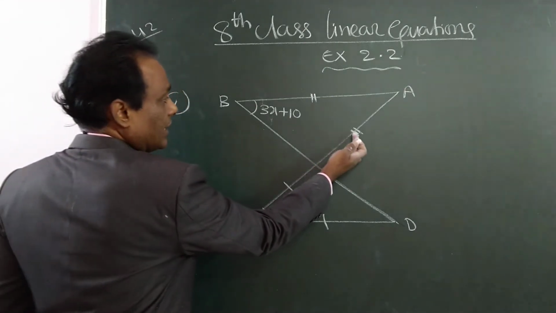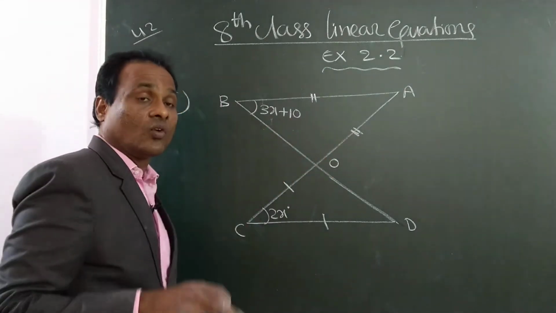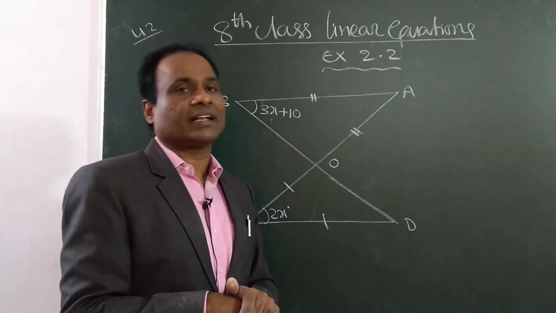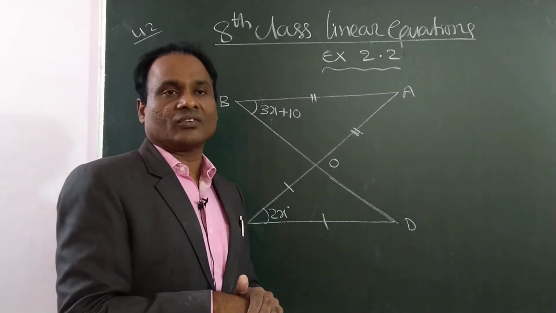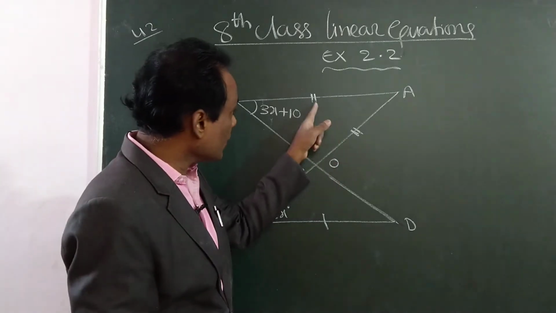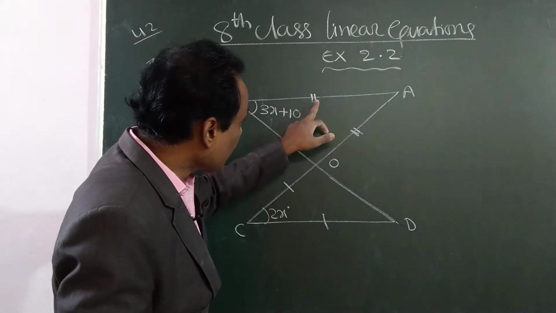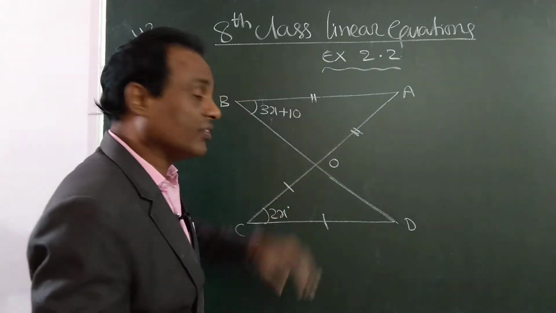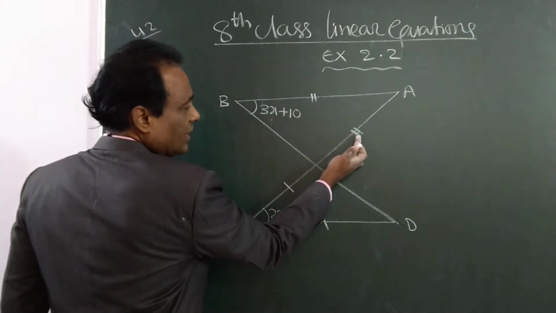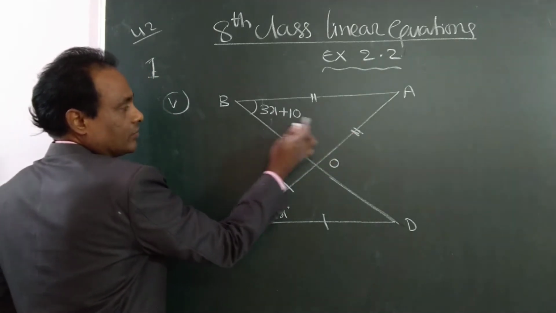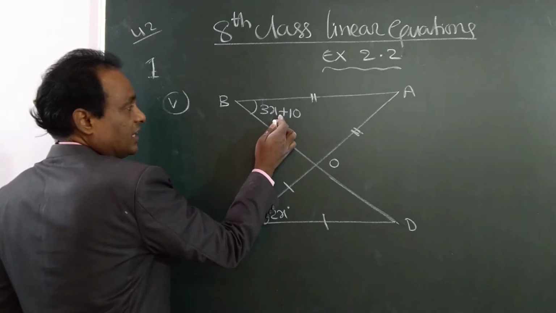So if two sides are equal, then two angles will be also equal. That property you studied in the triangles in the lower classes. So if two sides are equal, two angles will be equal. What angles are equal? The angles opposite to these equal sides are equal. For this, what is the opposite angle? 3x plus 10. So this opposite angle is 3x plus 10.